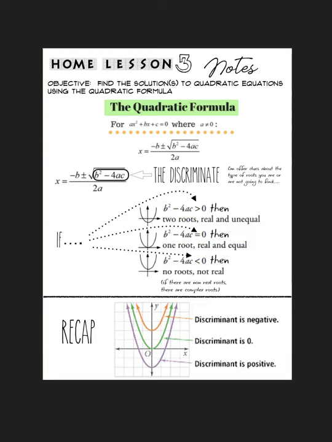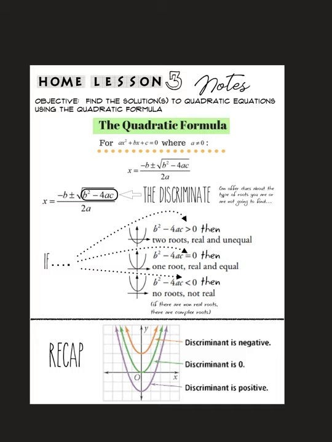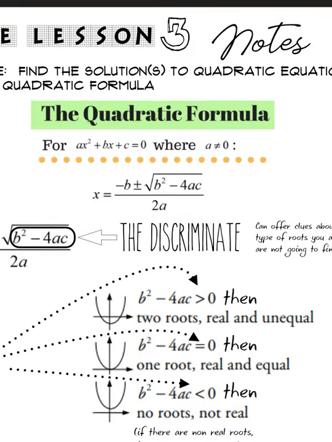That being said, that takes us into the notes for the third home lesson. And basically, the concept here is that we're trying to find the solutions to quadratic equations using what we call the quadratic formula. The quadratic formula can be used when you have a quadratic equation that's in general form that takes on this ax squared plus bx plus c. Remember that the a, b, and the c represent the numbers that are in front of the first and second term. C is the constant that's at the very end.